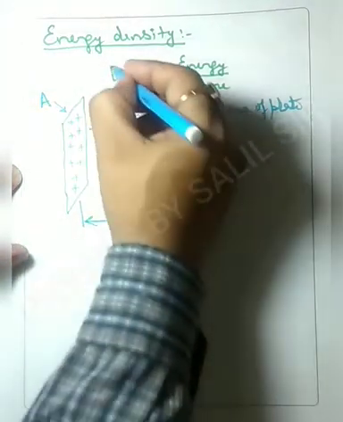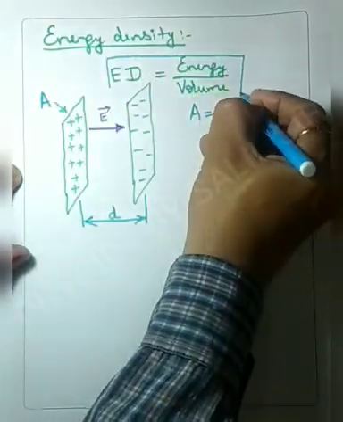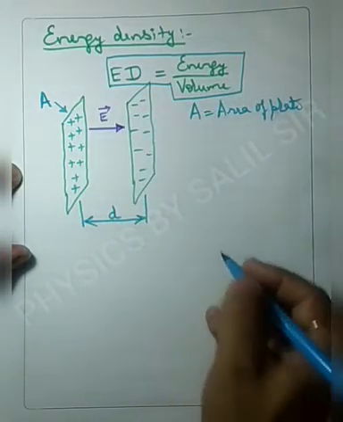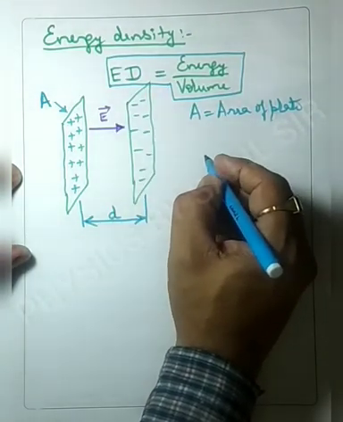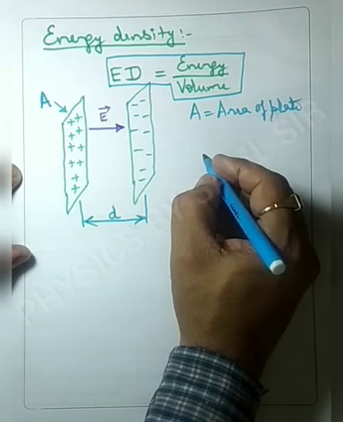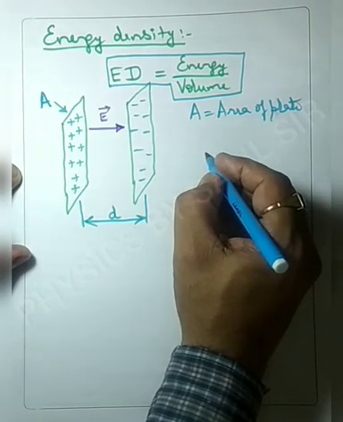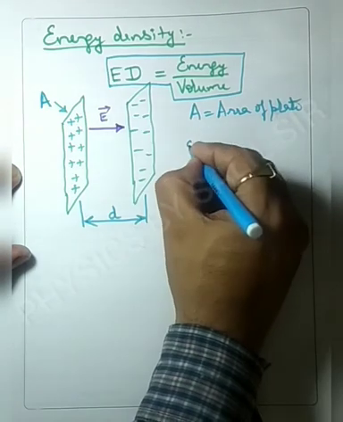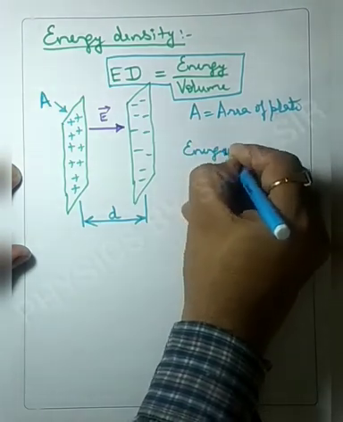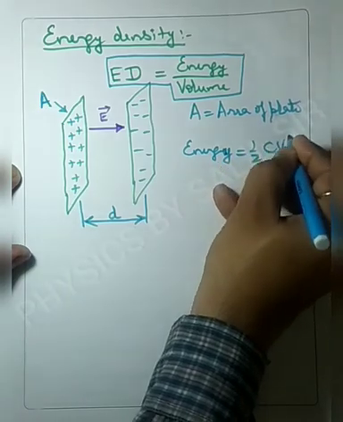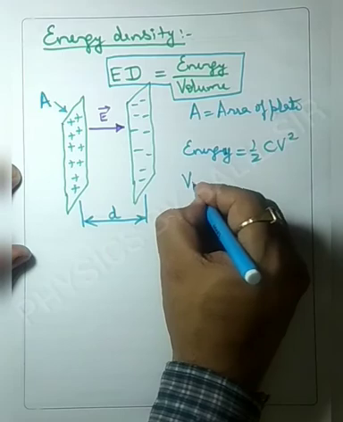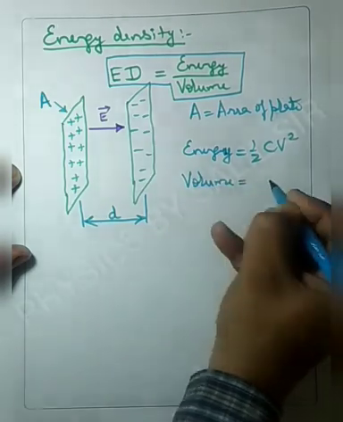Now we know that ED, energy density, is equal to energy upon volume, and we have derived the energy, meaning the potential energy of the capacitor, just now. And what is the energy? Energy is equal to half CV square. This is energy. And what will be the volume?